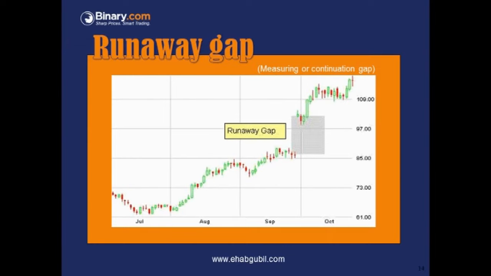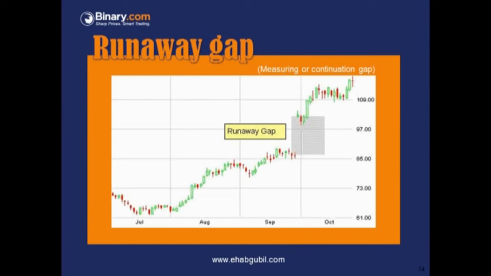Volume in a runaway gap is not as important as it is for a breakaway gap, but generally should be marked with average volume. If the volume is too extreme, it could signal that the runaway gap is actually an exhaustion gap, which signals the end of a trend. I will discuss it further next.